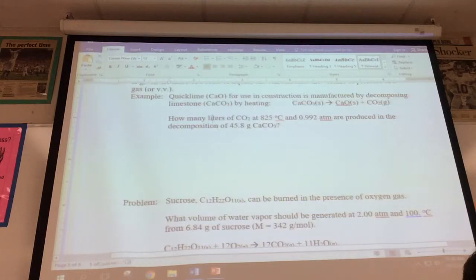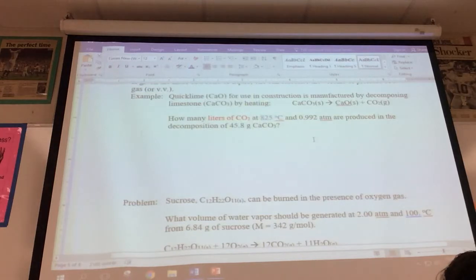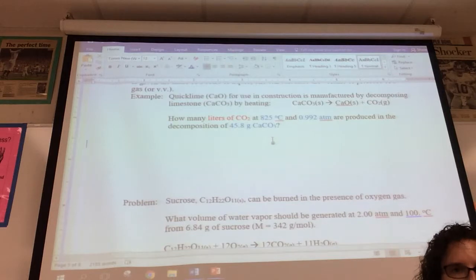We're going to use this reaction now to process the following problem, and I think this will be pretty straightforward to you. You want to know the volume of CO2. The temperature is 825 degrees. That's very high. That's what it takes to decompose calcium carbonate. The pressure is 0.992 atmospheres, and you're given a mass of solid. How would you go about doing this problem?